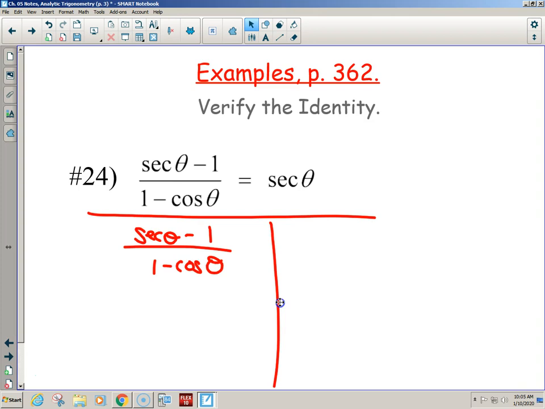Oh, I see. I mean, you could technically make the 1 itself sine squared plus cosine squared. I just don't know if you'd want to. I see what you're saying. You could technically. 1 does equal sine squared theta plus cosine squared theta, but I'm not sure you could combine any like terms. You could use sine squared to be 1 minus cosine squared and try to factor a quadratic.